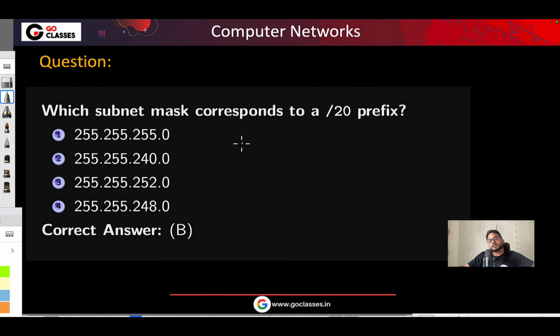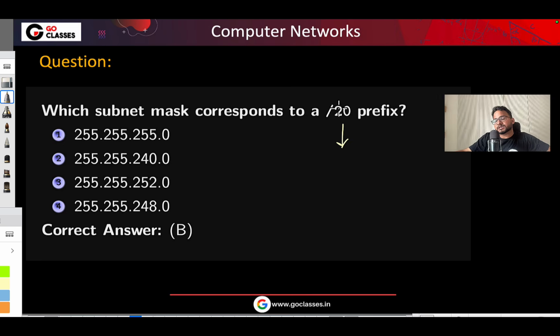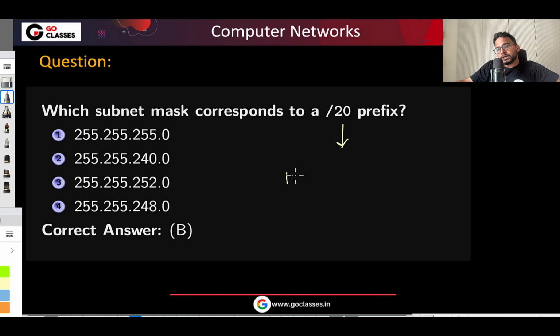Let's see, what is the network mask corresponding to slash 20? Subnet mask or network mask, both are fine. Slash 20 means 20 ones. Let's suppose 8 ones: 1, 2, 3, 4, 5, 6, 7, 8. Then another 8, and another 8. These are the 16 ones, and then 4 more ones, and then zeros.